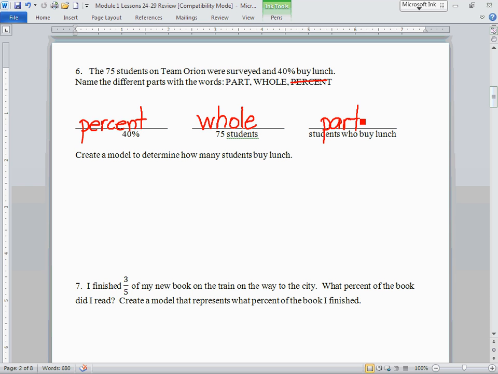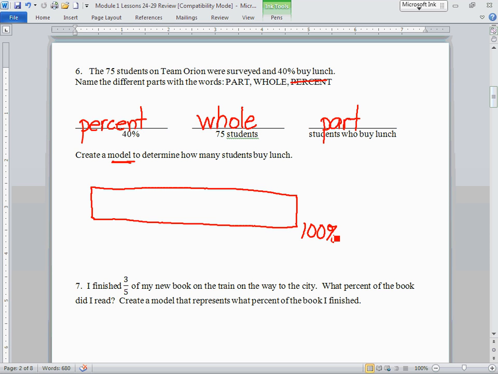So now we're going to create a model. Let's make sure we always read the directions carefully. If I have to make a model, what's the first thing I'm going to do? Draw a rectangle. Now I know that my 100% is always a whole. Do I know what the other whole is? Do I have my other whole? Yes, 75 students. I just said it right here. So I'm concerned about those of you who are screaming out no, instead of raising your hands or looking at your notes. So 75 students is the whole team.